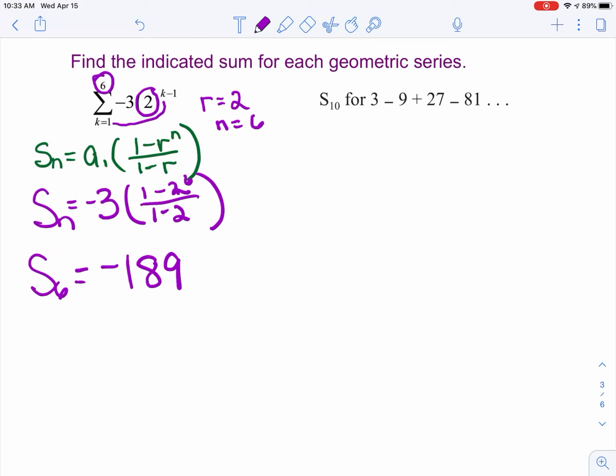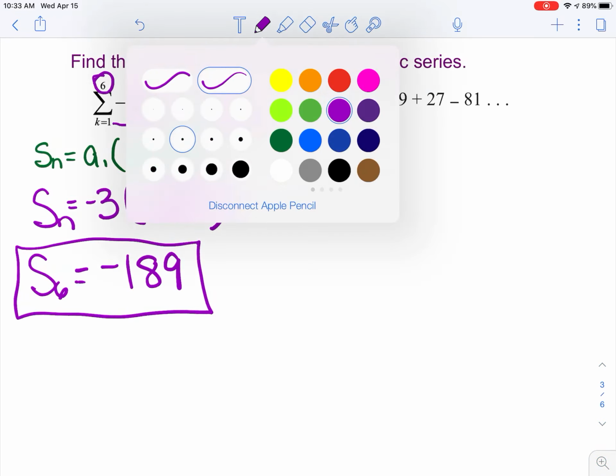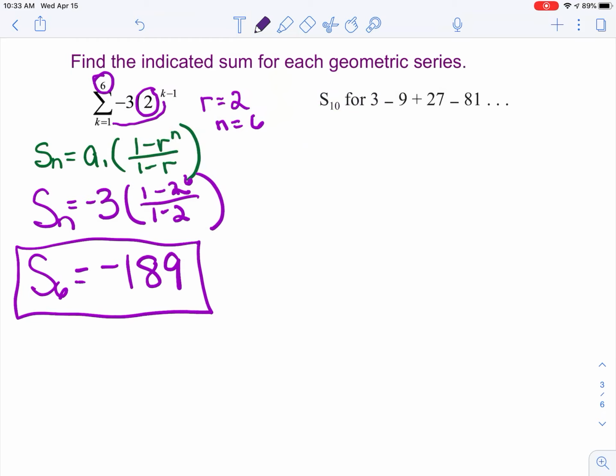Now, one thing I do like about this is if I am not sure about the formula, can I find the first term? Plug in 1. To find the second term, plug in 2. To find the third term, plug in 3. You can do that all the way to 6 and then add them up if you're not sure of how to use the formula.